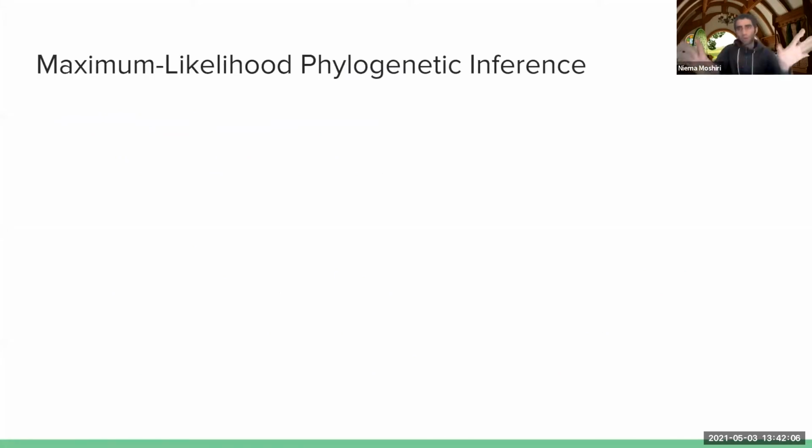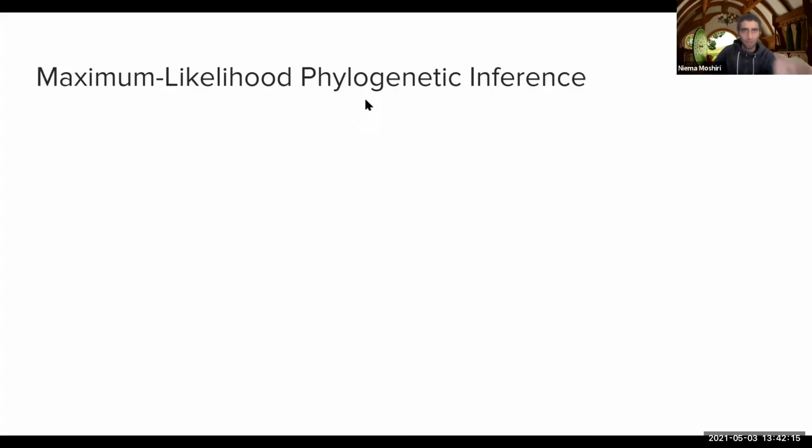So this general problem is called maximum likelihood phylogenetic inference. Fancy name, but first of all, the phylogenetic inference part: phylogeny is just another word for evolutionary tree. Inference, we're inferring it. So this is just inferring an evolutionary tree using what's called maximum likelihood. So what does maximum likelihood mean?